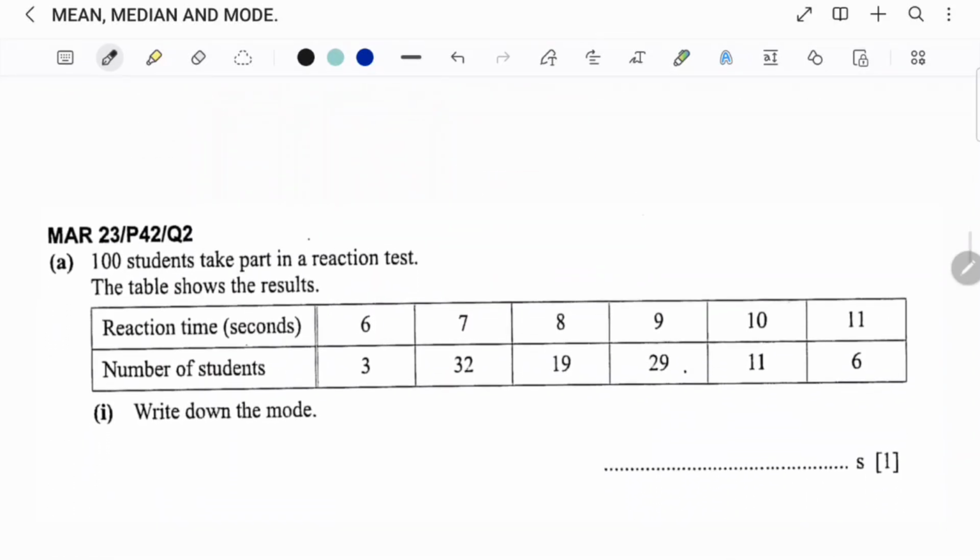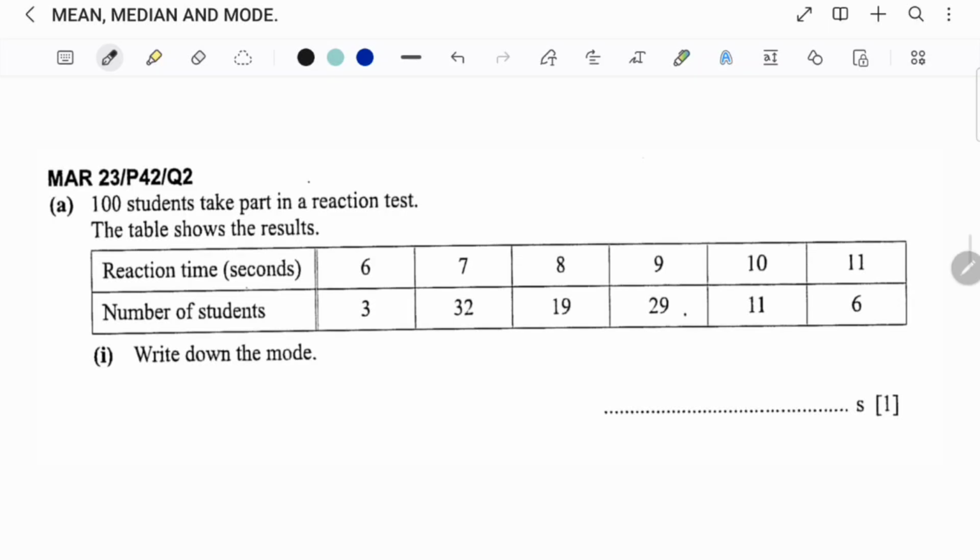Now the next question is March 2023, paper 4-2, question number 2. This is a past paper question of the same type as the question you did above. Here, 100 students are taking part in a reaction test. The table shows the results. Reaction time is 6, and then students are 3; 7, 32; 8, 19; 9, 29; 10, 11; and 11, 6. Okay, find out the mode.